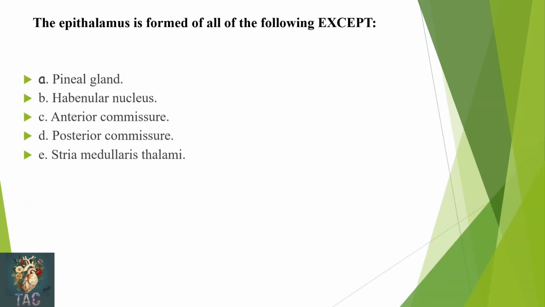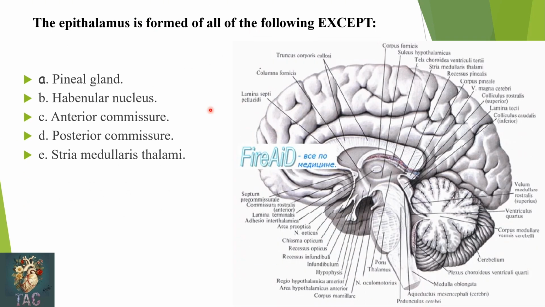Next question: the epithalamus is formed by all of the following except. Look at this diagram. This is the pineal gland, then the pineal recess, the posterior commissure, the habenular commissure, and the stria medullaris. These four are the parts of the epithalamus. The anterior commissure is present anteriorly and does not form part of the epithalamus. So the correct option is the anterior commissure, that is C, which is not part of the epithalamus.